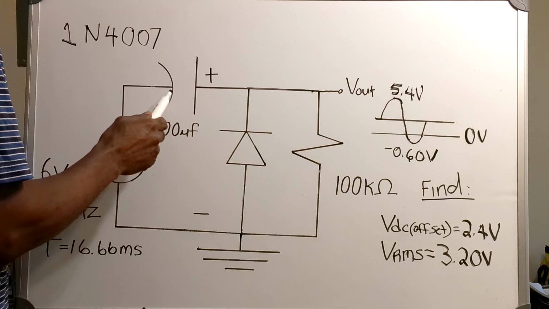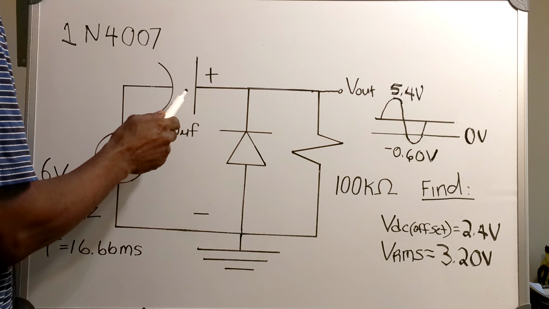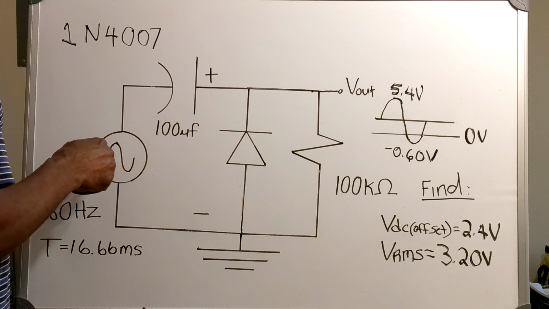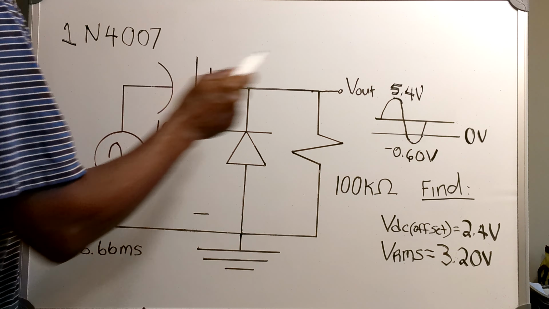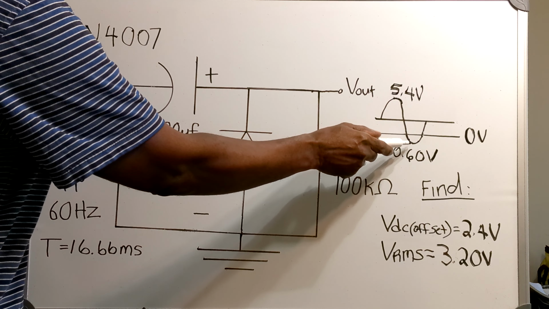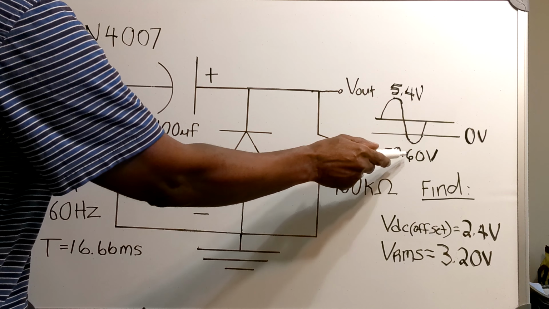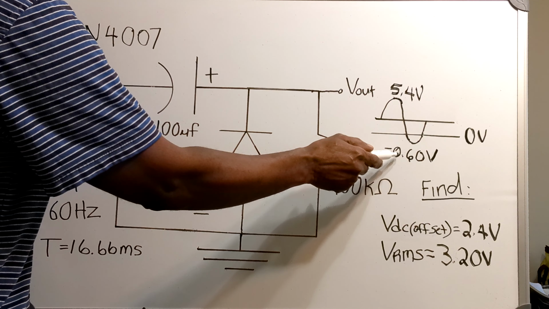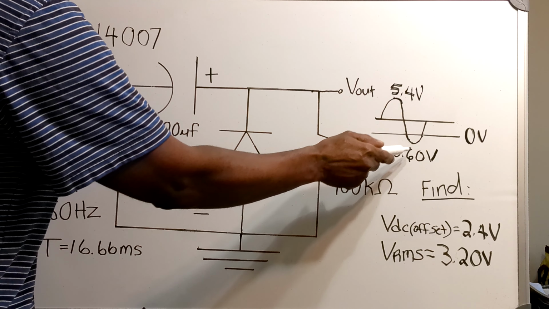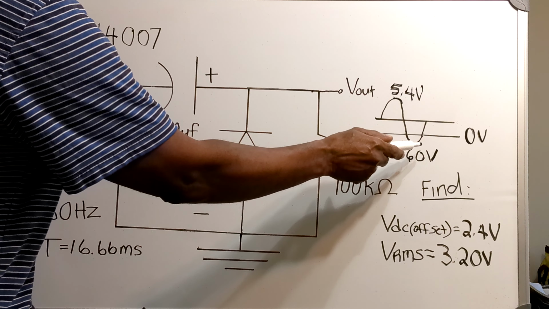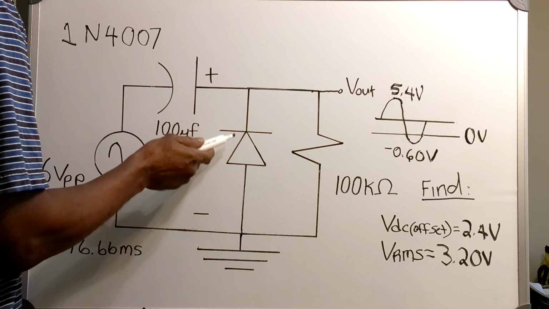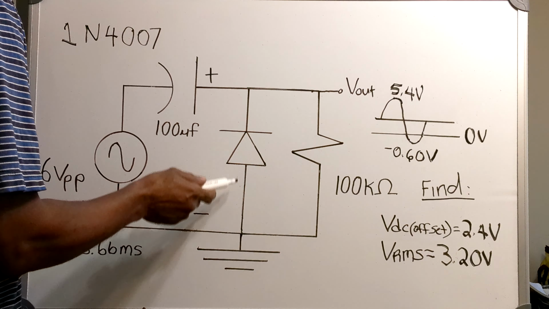Now the purpose of this capacitor is to draw the input voltage positive. But that's not what happened here. And the reason why you have this minus 0.60 volts is because of this diode right here.